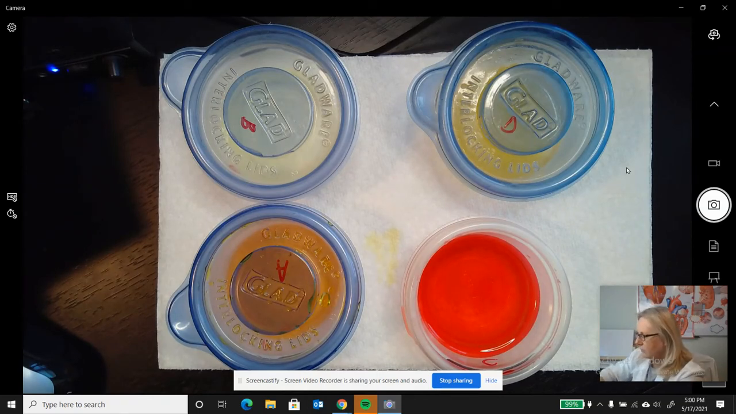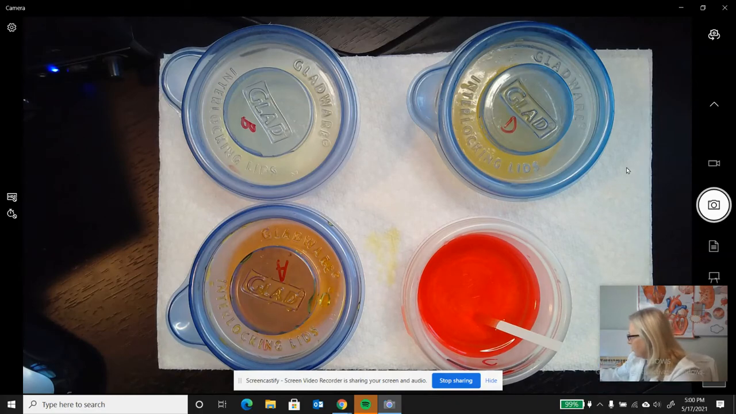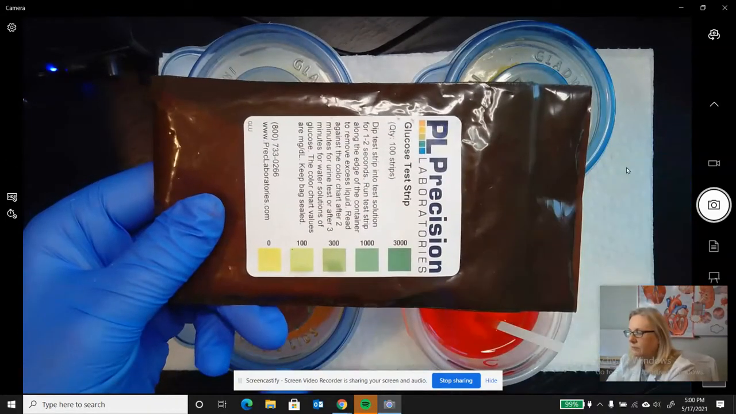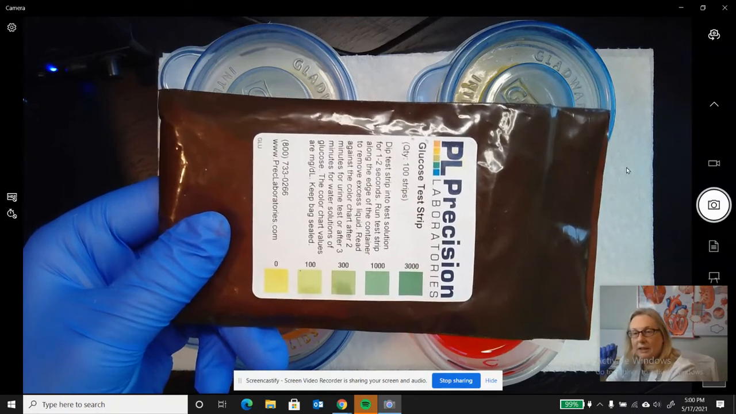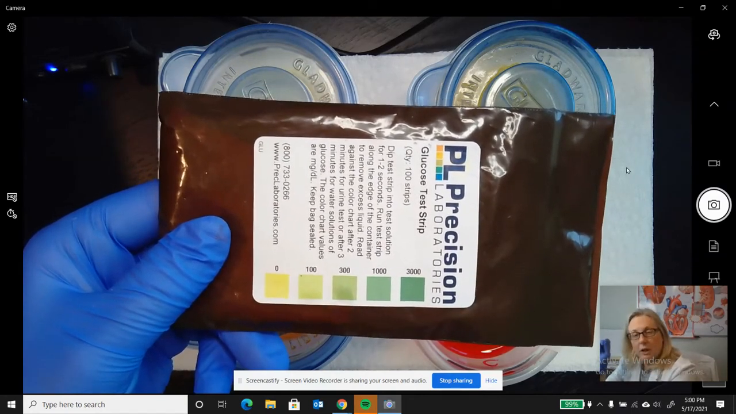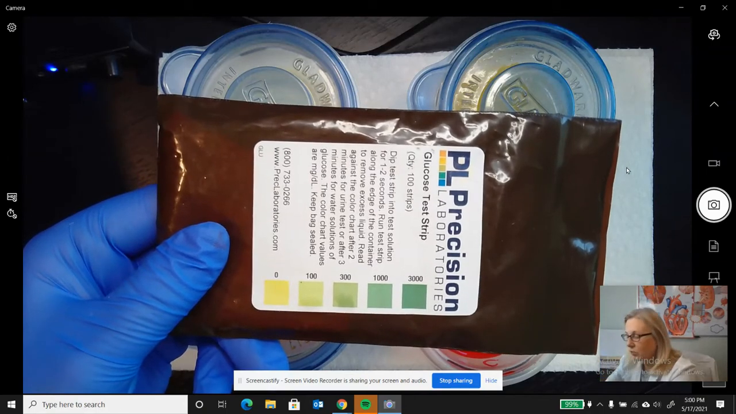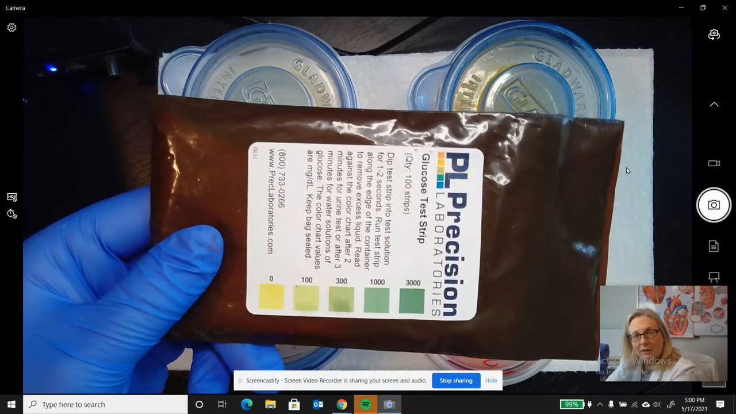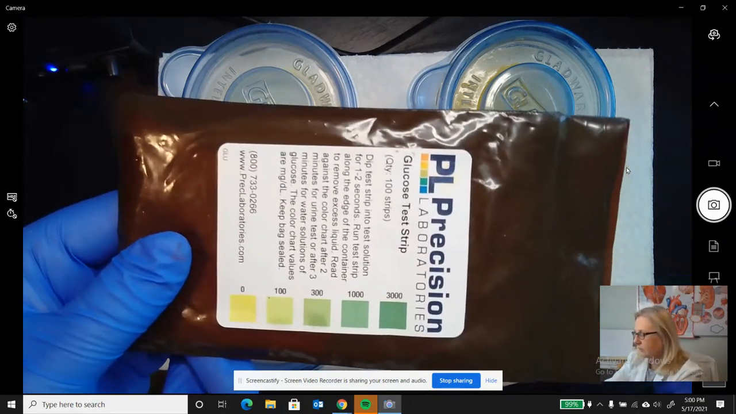Next thing we'll do is the glucose strip. And again, we have to leave the glucose strip in there for a moment. And we'll look at our glucose here. While that glucose strip is soaking up in there, you can go ahead and make sure that you have all of your things written down for sample C: color, clarity, smell, pH, and now glucose. Let's check the glucose.